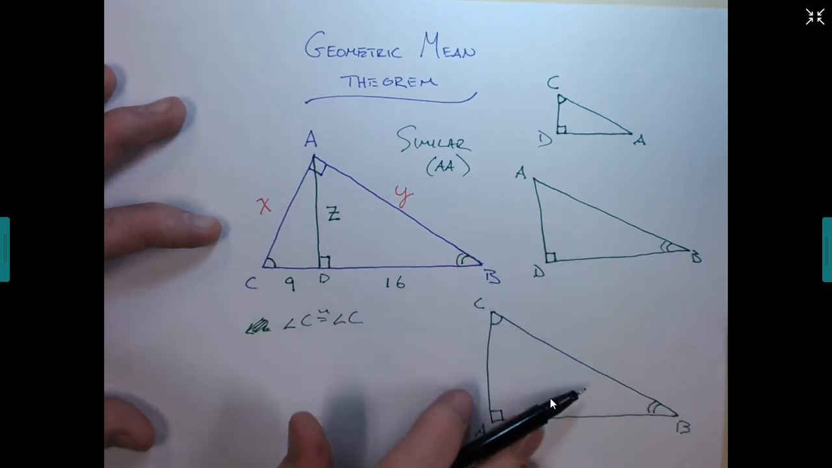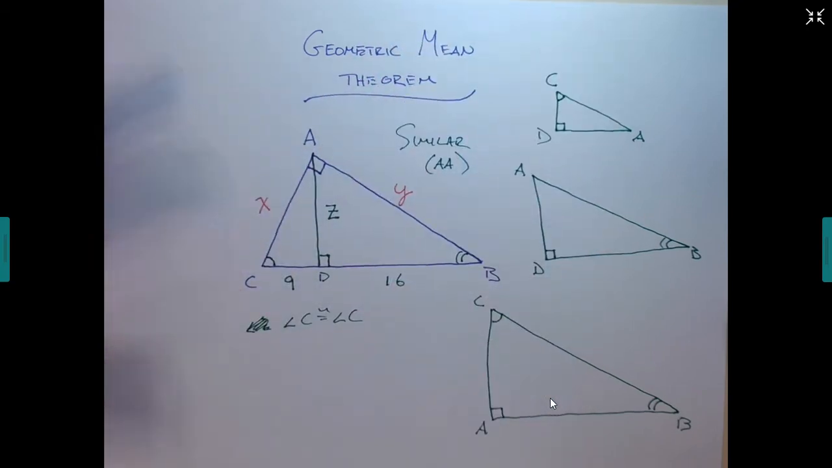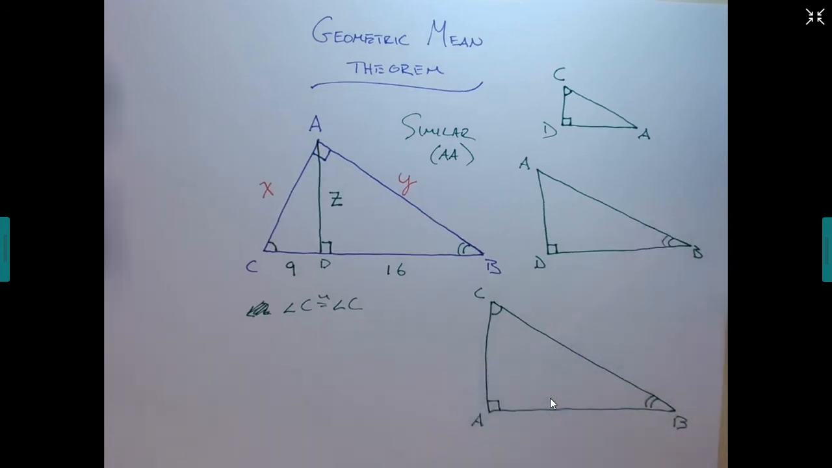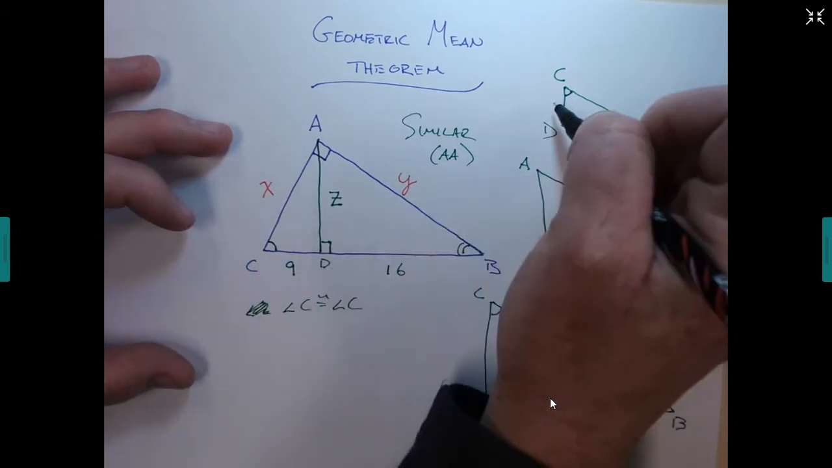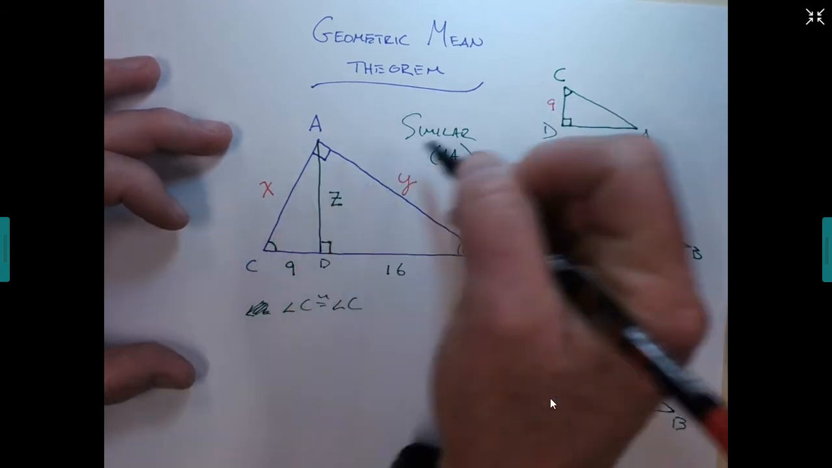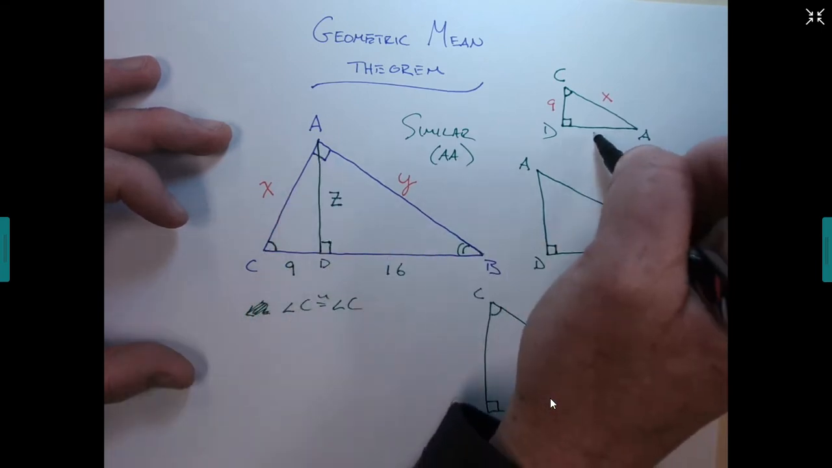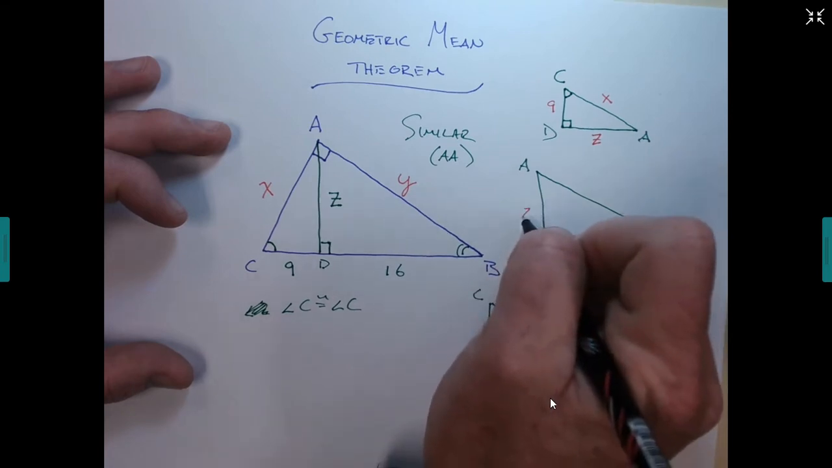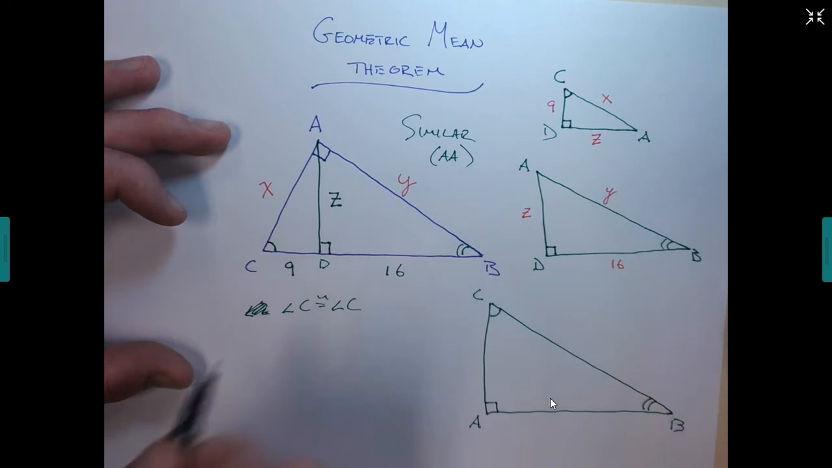So these two triangles are similar by angle. So I know they're all similar. If we have similarity, this means we can write proportions. Well, let's quickly copy over the values. So the little triangle, this CD was 9, CA is x, and AD is z. The medium-sized triangle, we got z, 16, and y.